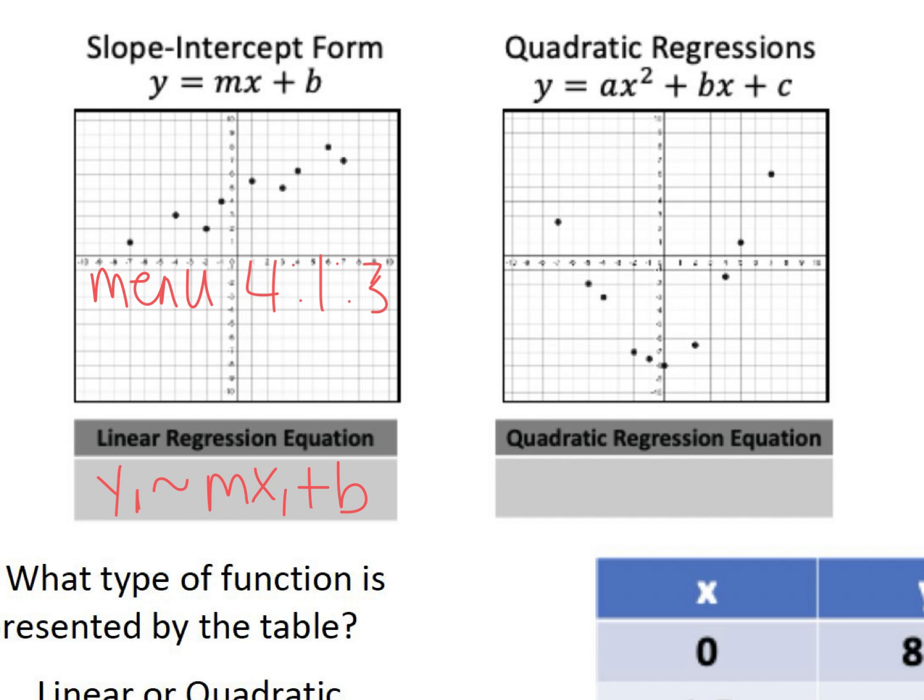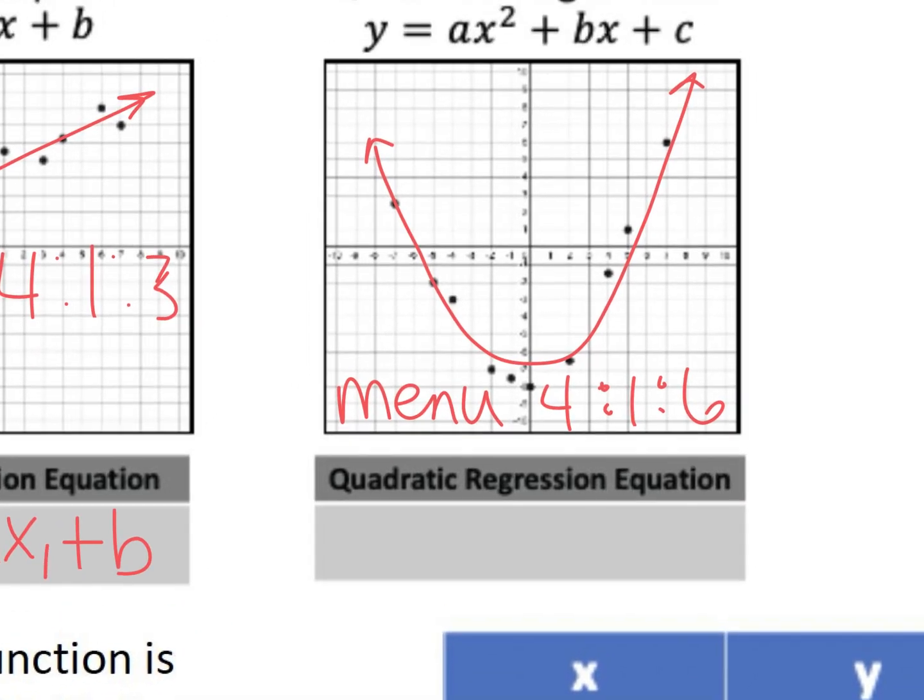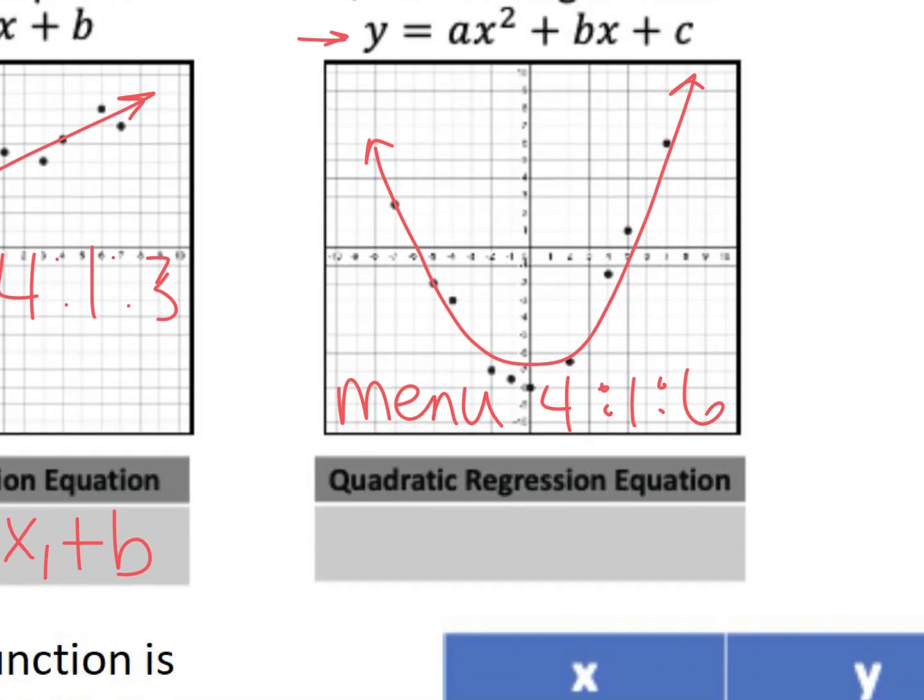The only difference is we have to put these little ones here. Okay, because in Desmos, when we make a table, it's going to call it x1, y1. When we do a quadratic, notice again, this one was a line, but this one, we call that a parabola. Okay, this in the yellow calculator is going to be menu 416. Or if you're using Desmos, again, it's just like this one up here. We just have to add ones. a, x1, don't forget the squared, b, x1 plus c. That's what it's going to look like in Desmos.